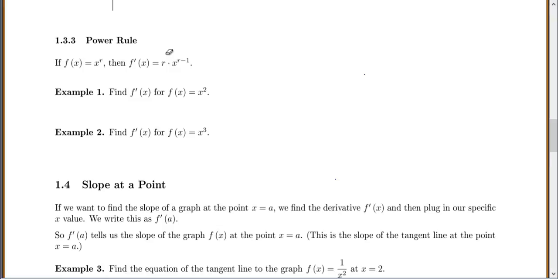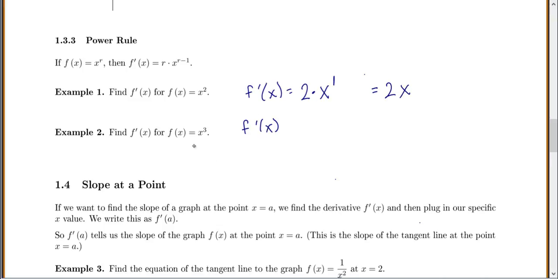Let's see what that looks like. Find f prime of x for f of x equals x squared. So f prime of x: you take your exponent and bring it down, and it multiplies the x, and then you drop your power by 1. So 2 minus 1 is 1. Or we could simplify this to 2x.